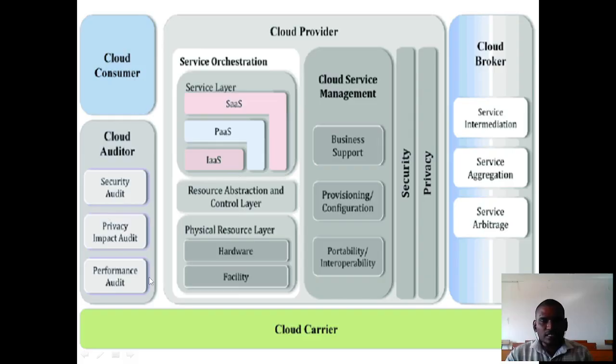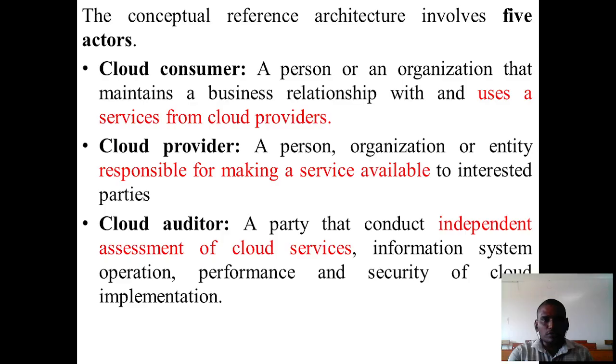Another one is the cloud carrier. The cloud carrier is the connectivity between the cloud consumer and cloud providers. That is called a cloud carrier. It is the physical connection between the cloud consumer and the cloud provider. So this is about the cloud consumer. These are the things we have discussed in the NIST reference architecture, the five actors. So we'll discuss them one by one.